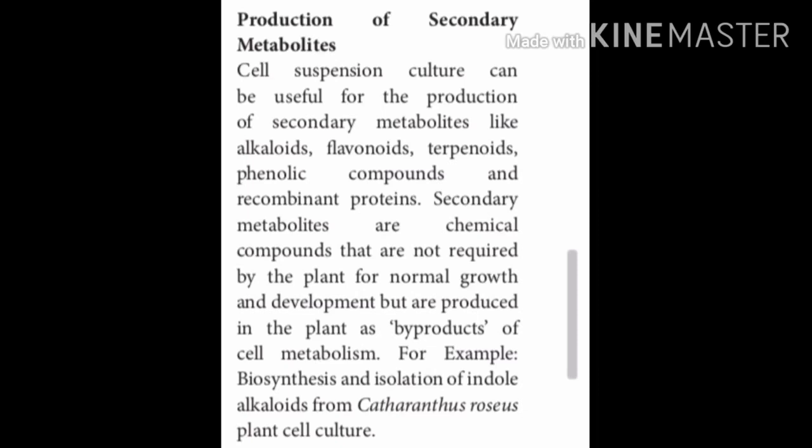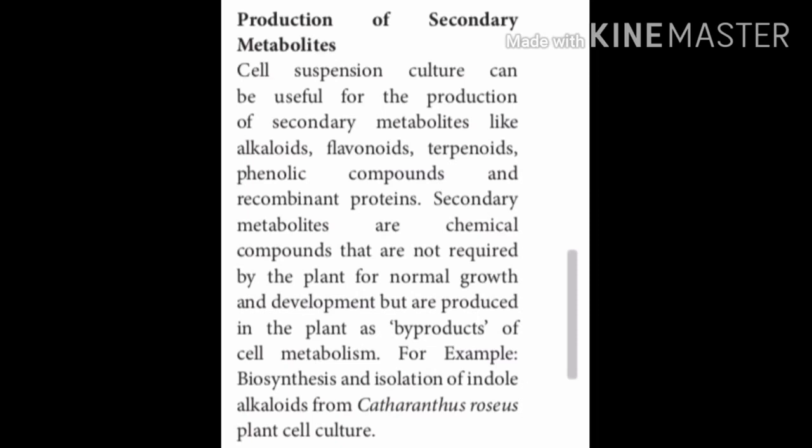What are the products that we get? Cell suspension culture can be useful for the production of secondary metabolites. So cell culture, the fourth type, is mostly used for producing alkaloids, flavonoids, terpenoids, phenolic compounds and recombinant proteins. These are the various secondary metabolites. What is a secondary metabolite? Make note of it, children. It's another important 2 mark question.